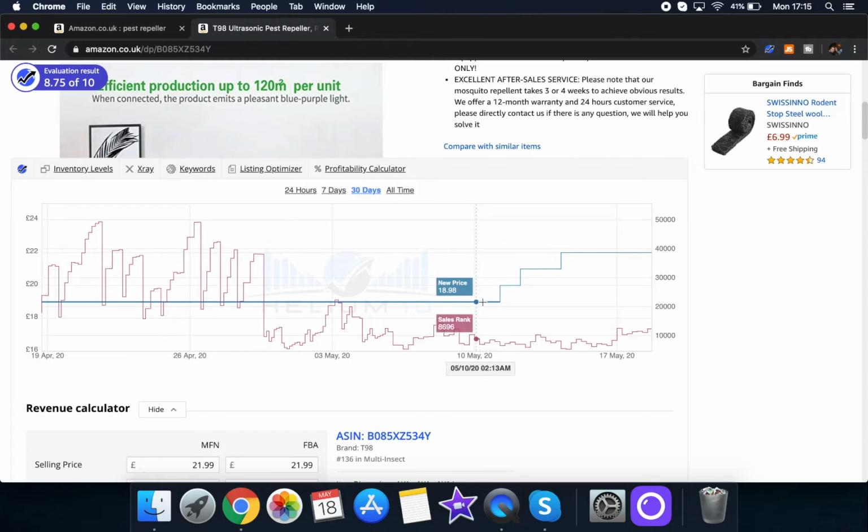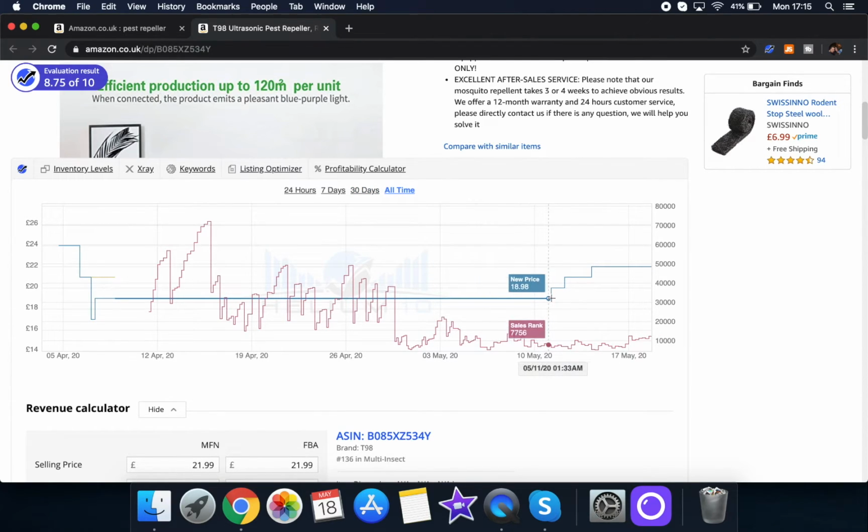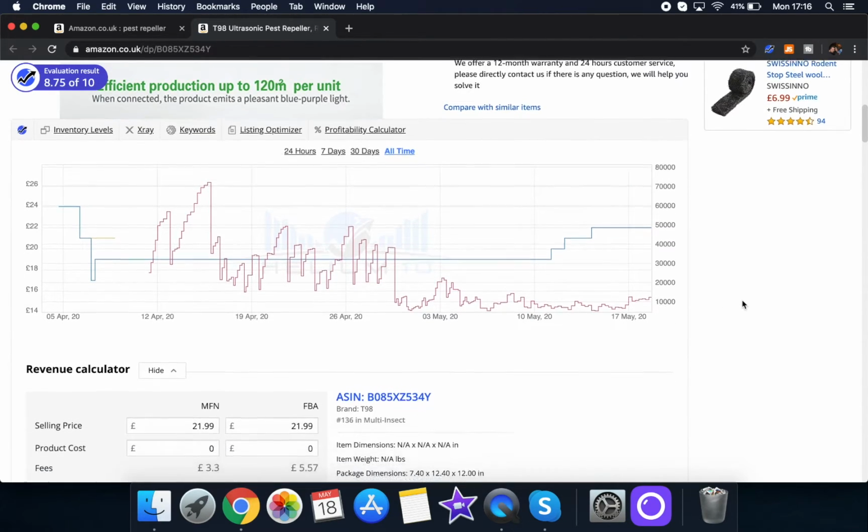They're improving so much that you can see that now all of a sudden they started to increase the price as well, slowly but surely. So this is a very good tool to see their price history over 7 days, 30 days, 1 year, or all time in this case as well. This particular indication is quite good because it shows you that this product is on the come up, and the demand for it is growing, which is great news.